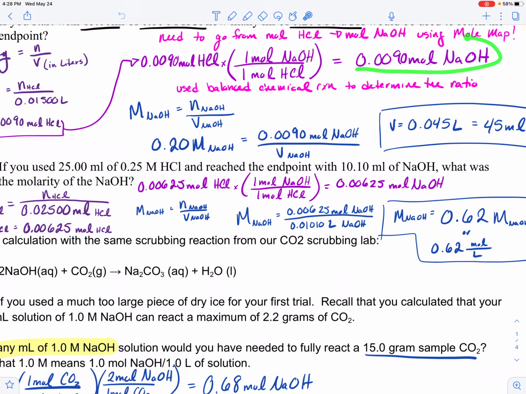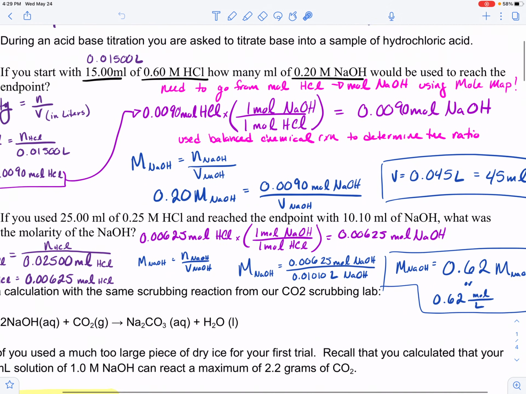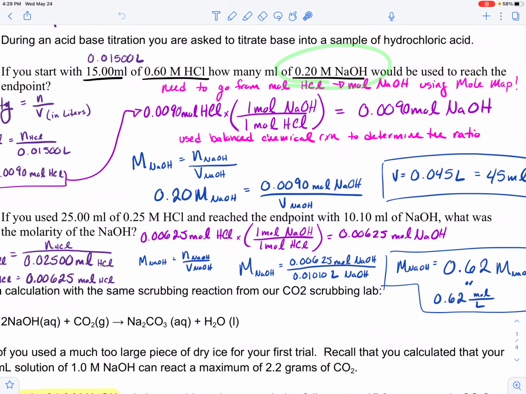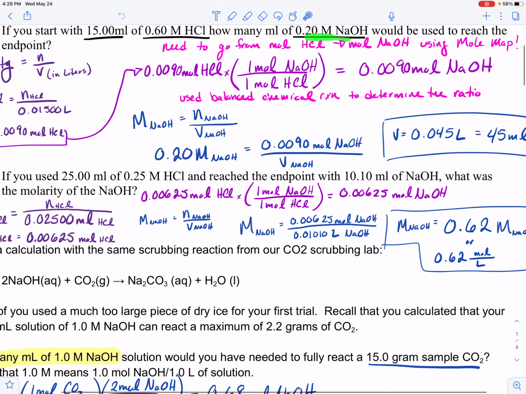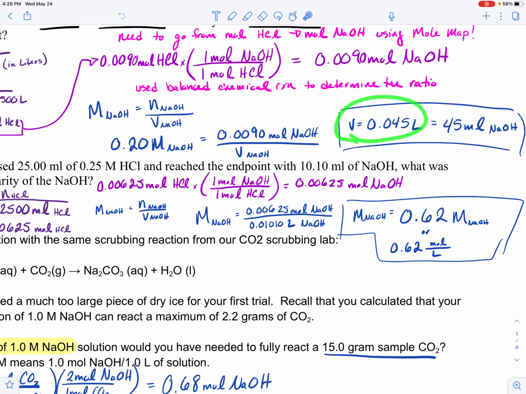Now that I know how many moles of NaOH I'm going to end up using, I can plug that into a second molarity equation, because I know the molarity of my NaOH solution. The molarity of NaOH is 0.20 molar. I get that from the problem above. And I know I'm going to end up using 0.0090 moles of NaOH based on my stoichiometry. Then I can solve for the volume of NaOH. My volume comes out to be 0.045 liters, and then I converted that into milliliters of NaOH.